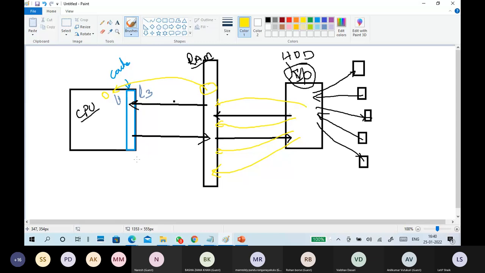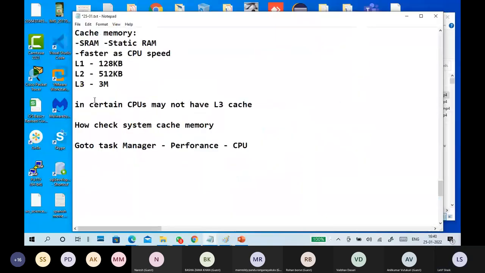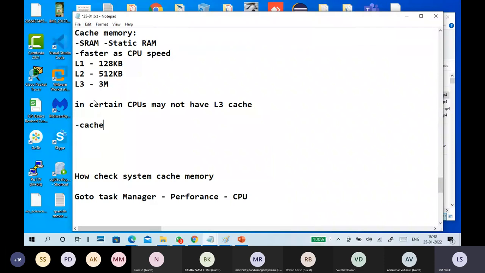So a speed mismatch is possible. So what we are doing is loading into cache memory. Instead of directly loading into the CPU, we load the data and instructions into cache memory. The cache memory loads the data into the CPU. So that is the advantage of cache memory. Cache memory usually speeds up the system.